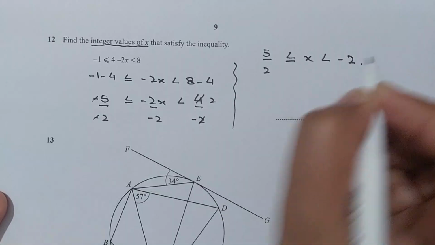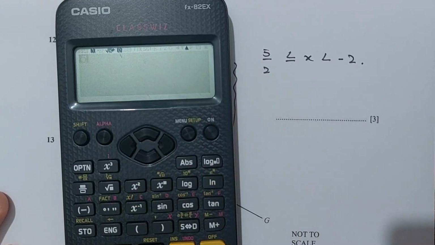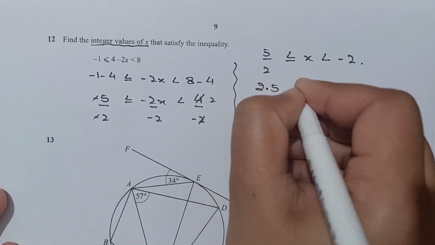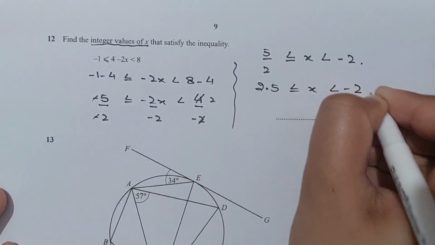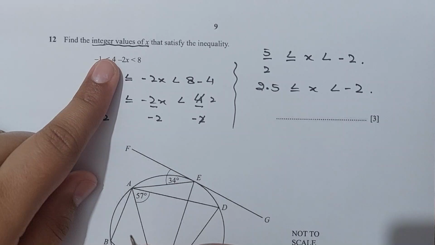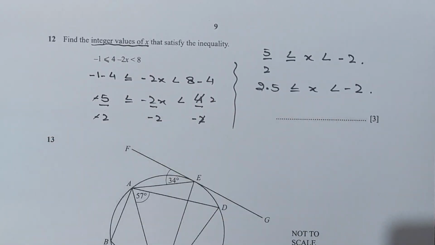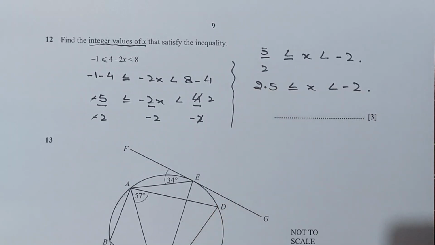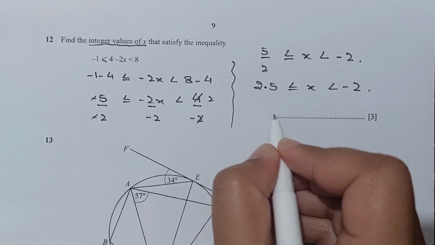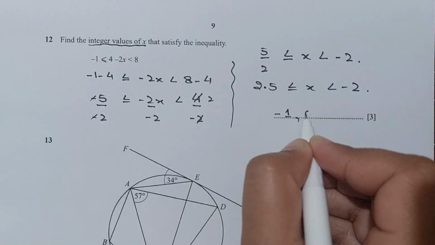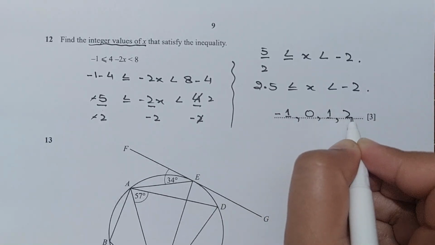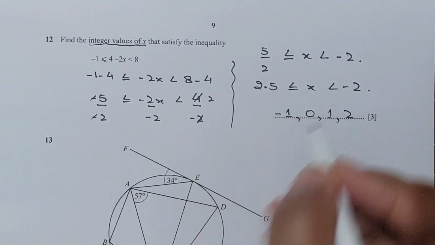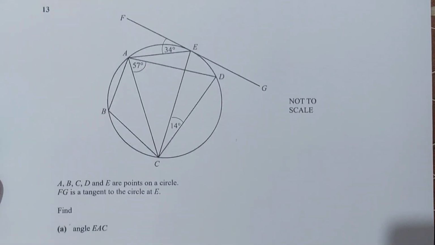This is negative 2. So what is 5 by 2? 2.5, yes. So the x values are between 2.5 is less than or equal to x is less than negative 2. So all the integer values that are between 2.5 and negative 2. Negative 2 is not an equality, so negative 2 is not included. Then we have minus 1, then we have 0, then we have 1, then we have 2. But 2.5 is included, but that is not an integer. So these are the only integer values that satisfy the inequality.